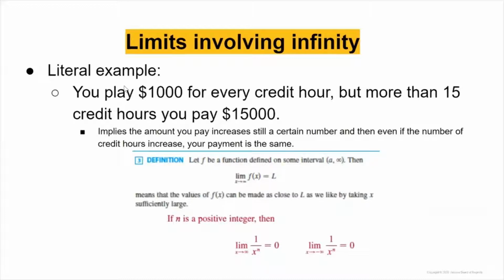If I'm taking 21 credit hours, I'm still paying $15,000. So initially, the price was rising, but when the credit hours rise indefinitely or beyond 15, the price remains the same. In that case, limit when x tends to infinity, the price of your tuition fee tends to $15,000.